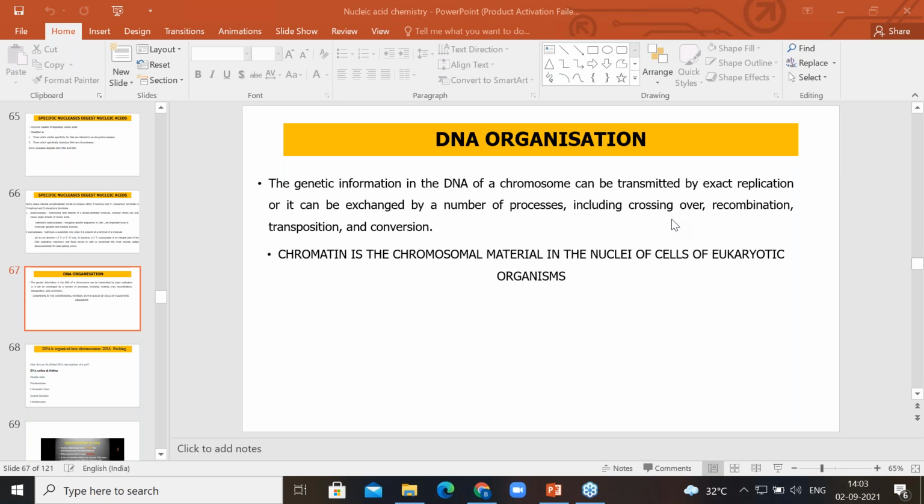Chromatin is the chromosomal material in the nuclei of the cells of eukaryotic organisms. As I told you in my previous lecture, in prokaryotes the chromosomes are present as circular molecules, and they are not in the nucleus. They are present in the cytoplasm as a nucleoid. But in the eukaryotes, there is a proper nuclear membrane around that nucleoid material, and it becomes a nucleus. So chromatin in the eukaryotes is present as chromosomal material in the nucleus of the cells.